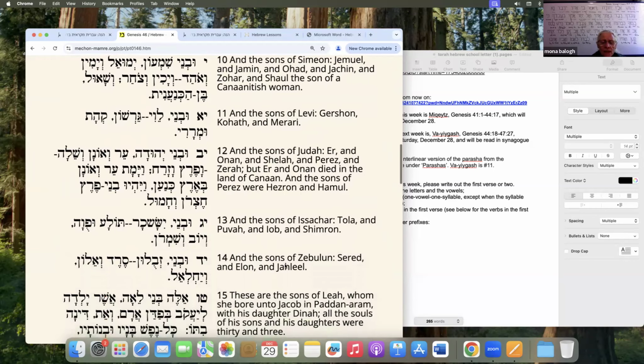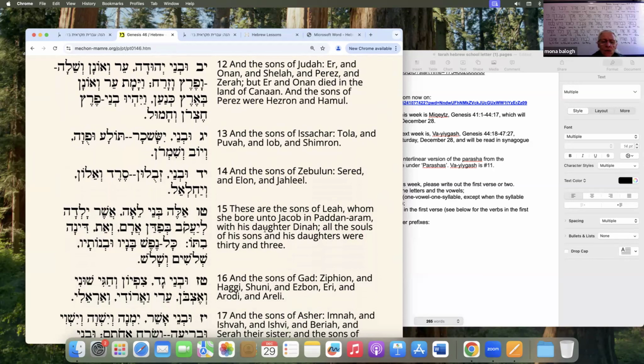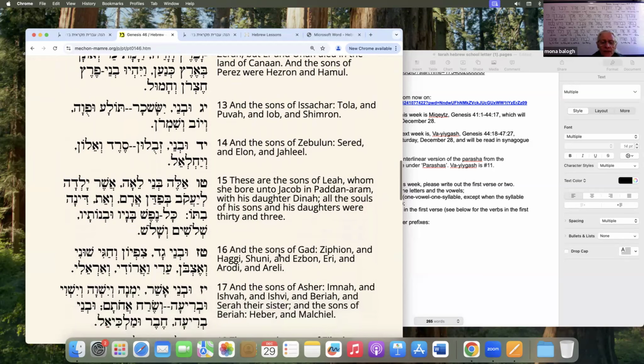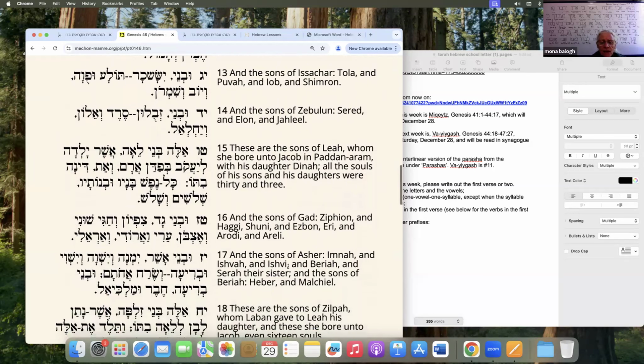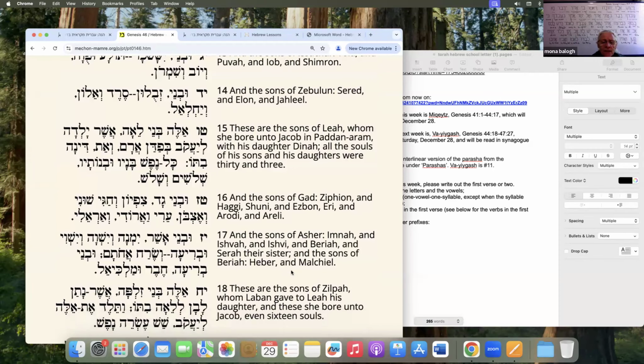The sons of Zebulun, Sered, Elon, Yachlil. These are the sons of Leah, whom she bore to Jacob in Padan Aram with his daughter Dinah. All the souls of his sons and his daughters were 33. The sons of Gad, Ziphion, Hagi, Shuni, Ezbon, Eri, Arodi, Areli. The sons of Asher, Imnah, Ishva, Ishvi, Beraya, Serah, their sister. The sons of Beraya, Heber, and Malchiel.